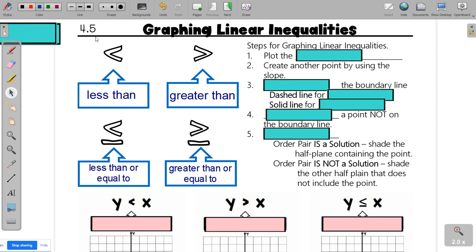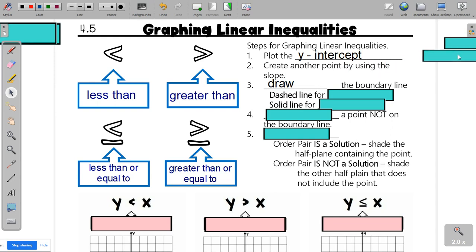So we are graphing lines that, instead of an equal sign, have one of these four inequalities. So let's look at the steps for graphing linear inequalities. First, you are going to plot the y-intercept. Then create another point by using your slope. Then you're going to draw the boundary line.